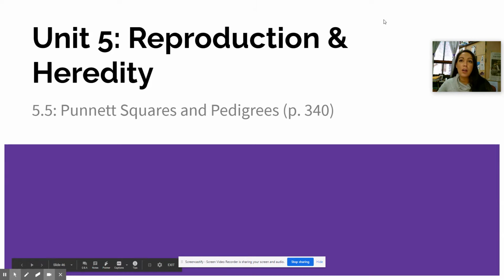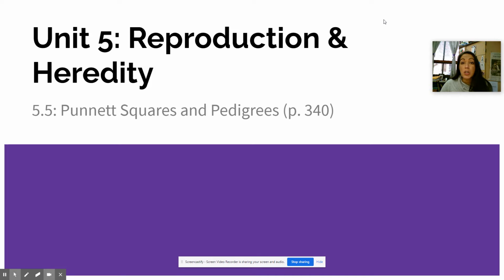This lesson is all about how to predict what will happen when parents combine genes in offspring. This whole lesson is going to use Punnett squares and pedigrees to predict those. Punnett squares and pedigrees are just different kinds of charts that we use to figure out the probability of what will happen when parents combine genes.